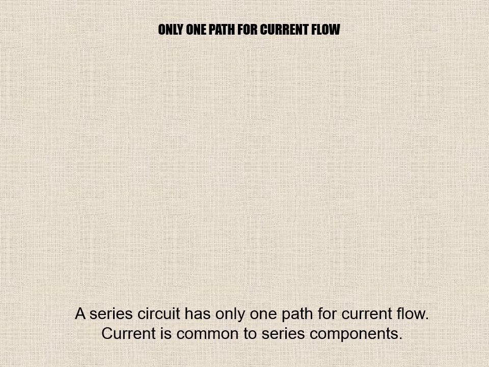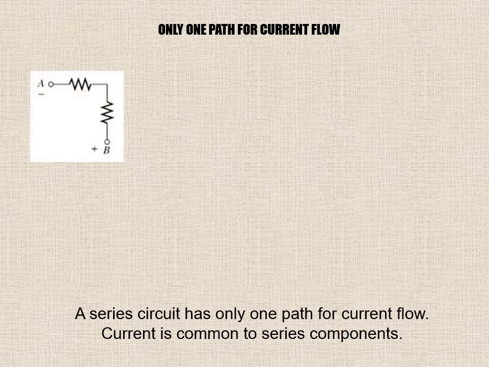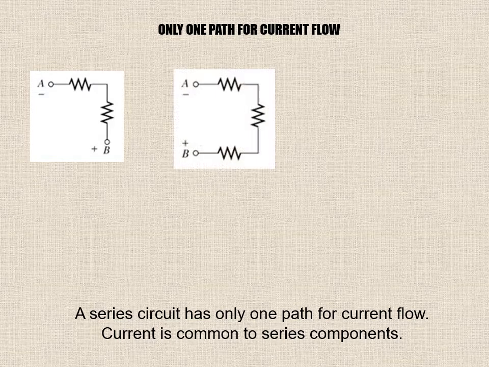In a purely series circuit, there is only one path for the current to flow. That's part of the reason why the current is the same through all series resistors. Here there is only one path from A to B. So if you were to take your finger and trace it from A to B, there is no other place for your finger to wander off. There is just one path.